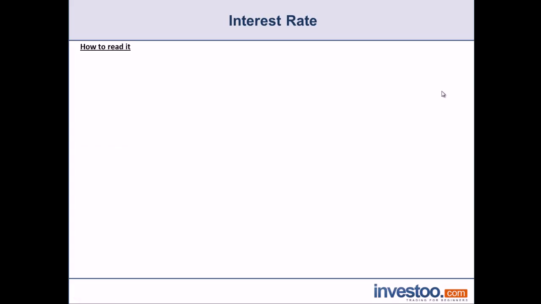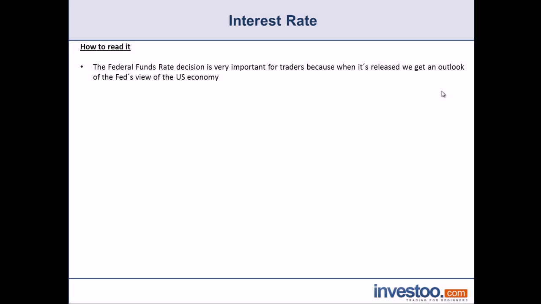Now, how are we going to read this number? The federal fund rate decision is very important for traders because when it's released, we get an outlook of the Fed's view of the US economy. Now, this is important. Let's say that the Fed decides to hike the interest rate, or the federal funds rate. This means that the Fed sees an improvement in the U.S. economy.